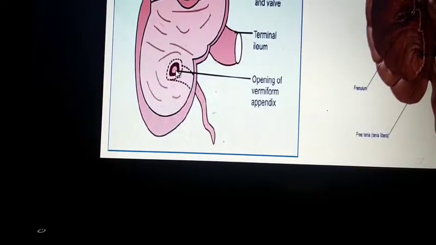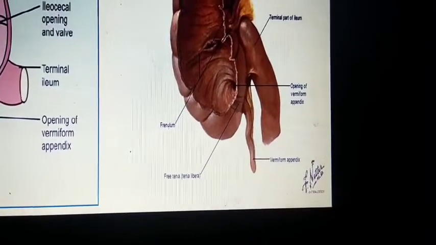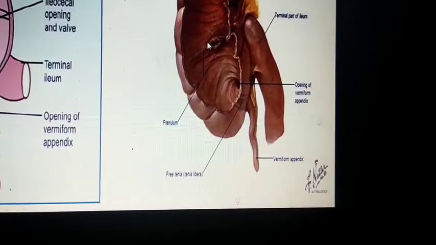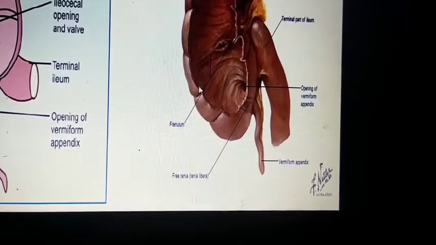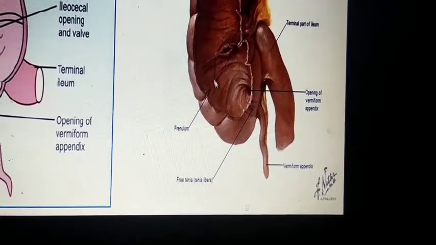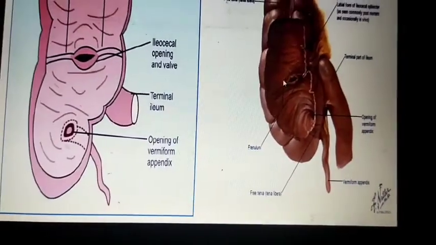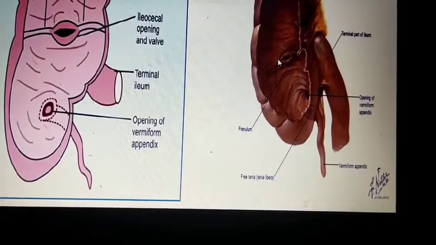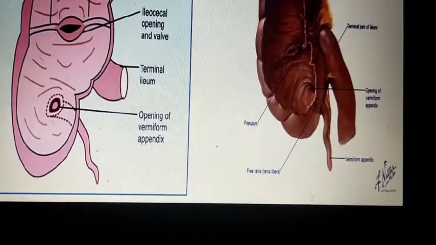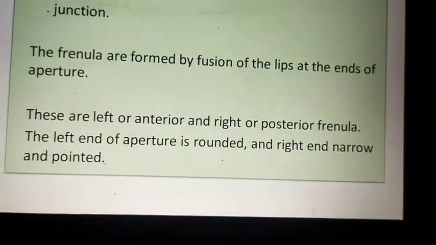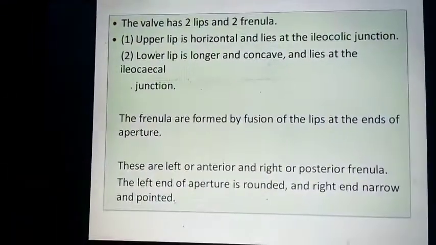You can see it in this also. This is the ileocecal junction. This is the upper lip, lower lip. These are the frenulums. And from here, this is the cecocolic junction, cecum and colon. It is also called the labial valve, the ileocecal sphincter. The valve has two lips and two frenulum.